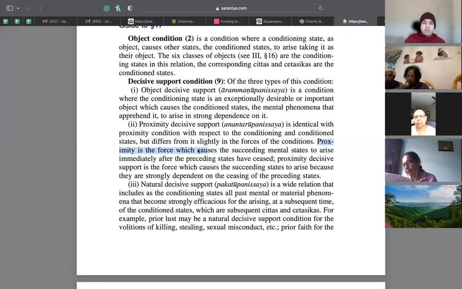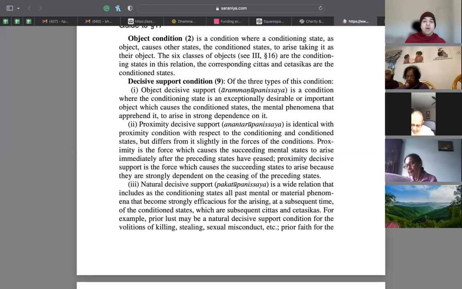Proximity is the force which causes the succeeding mental states to arise immediately after the preceding mental states have ceased. Proximity decisive support is the force which causes the succeeding states to arise because they are strongly dependent on the ceasing of the preceding states. Now, what does this mean?